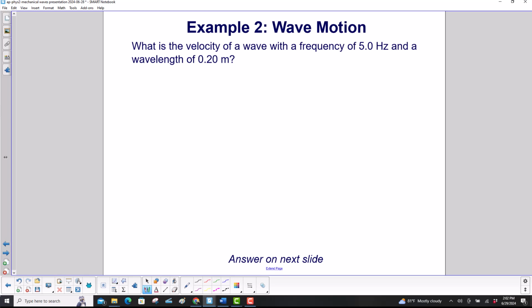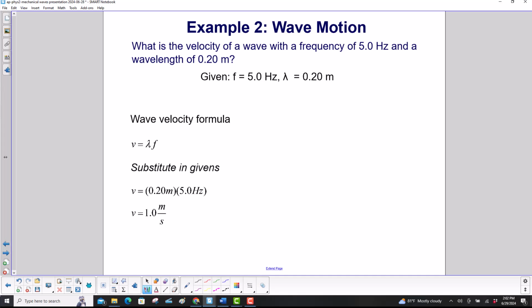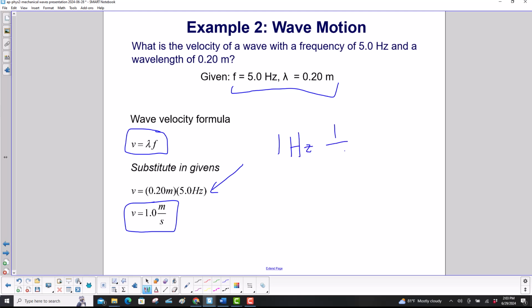What is the velocity of a wave with a frequency of 5 Hertz and a wavelength of 0.20 meters? This time we're given frequency and wavelength. So we use the wave velocity formula, which is wavelength times frequency, substitute in our givens, and once again we get meters per second, or 1.0 meters per second, right? Because 1 Hertz is equal to 1 over seconds.